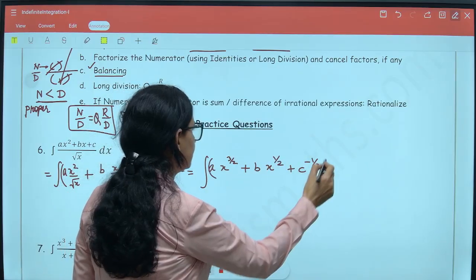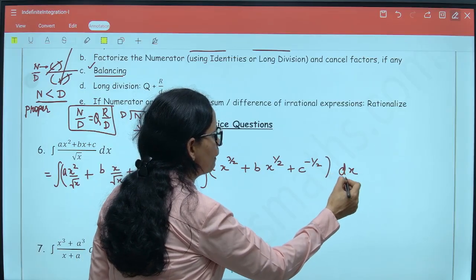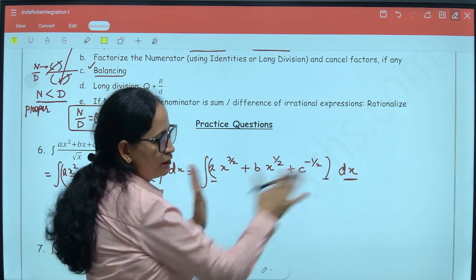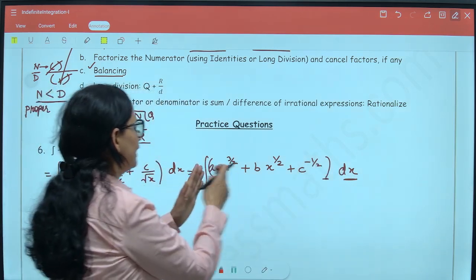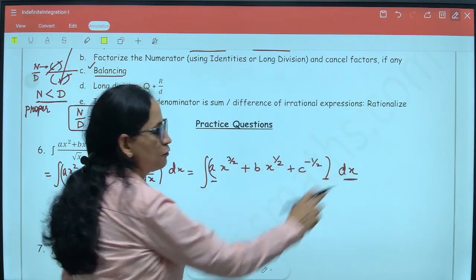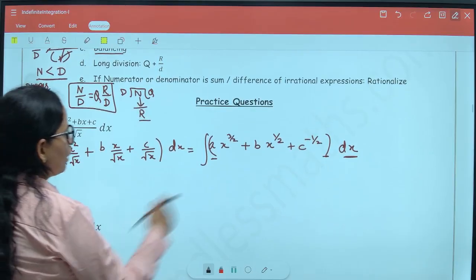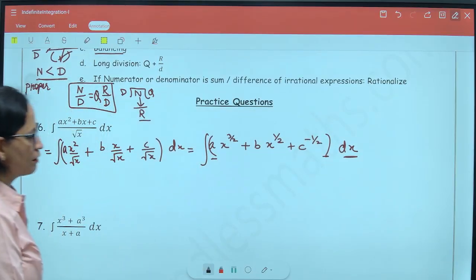We need to integrate this function now. Please don't forget to write this dx here and put brackets around the entire integral function. This means the entire function is being integrated with respect to dx, right? Okay. Now it is easy to integrate the individual terms here.